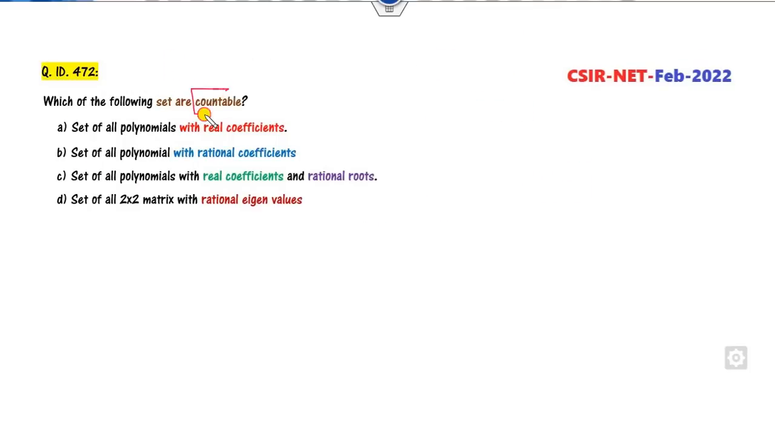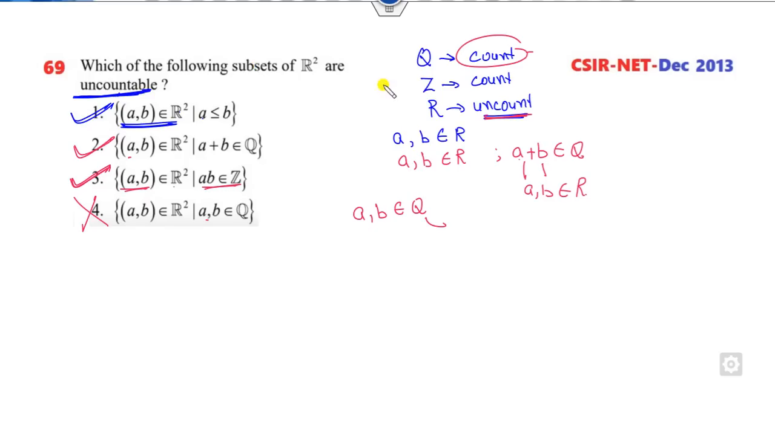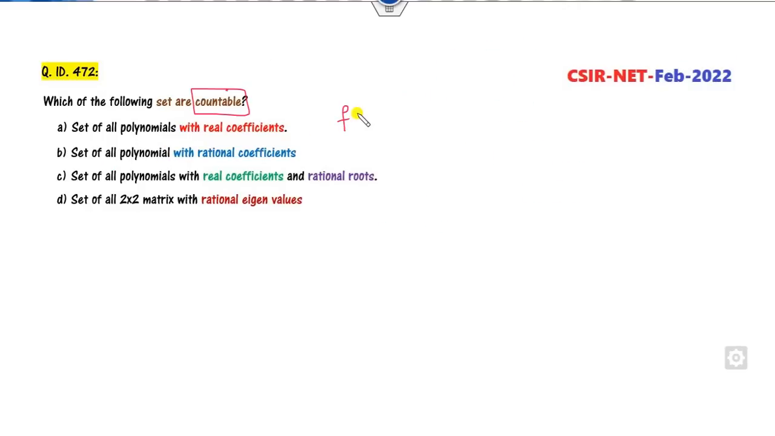Okay, which of the following is countable? So now you can think about whether it's Q or Z, not R. Set of all those polynomials with real coefficients. I can simply take a plus bx. What are a and b? Real coefficients. So what is R? R is uncountable. So you have infinitely many values of a and b. So this set is uncountable, but we need a countable one.